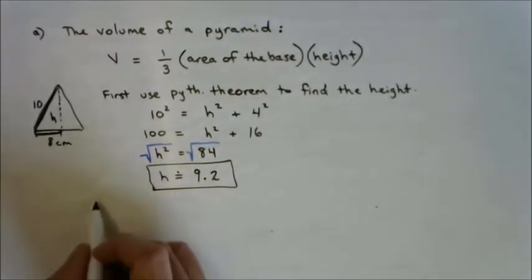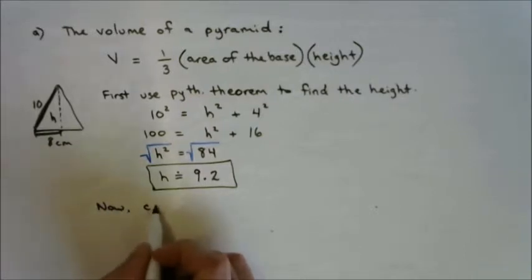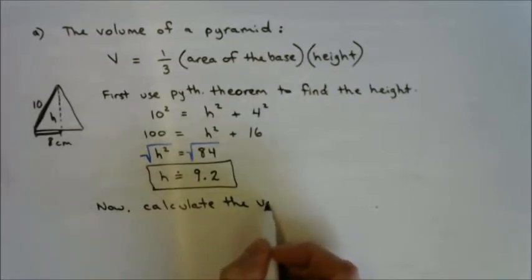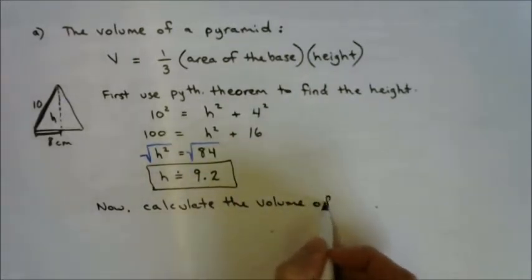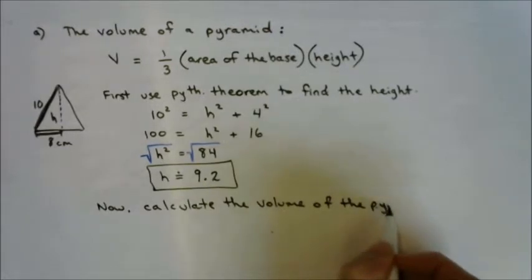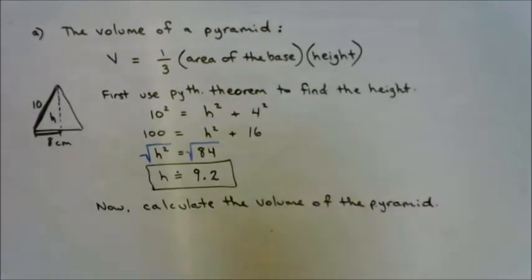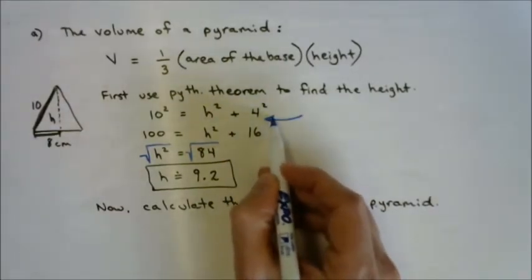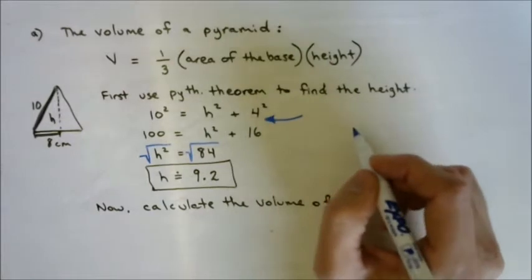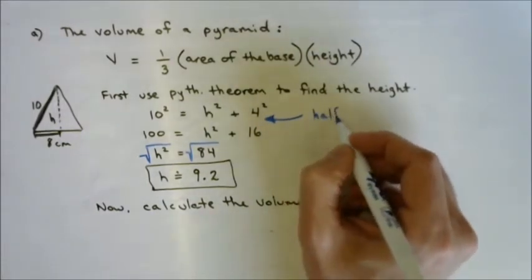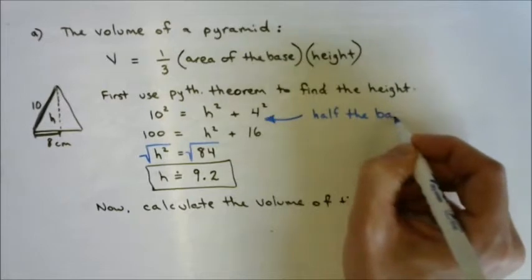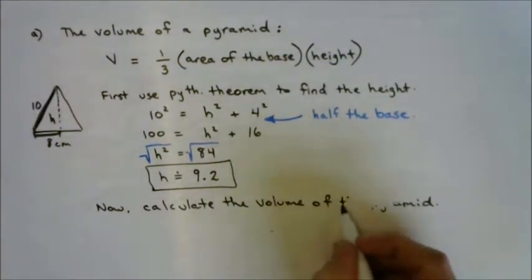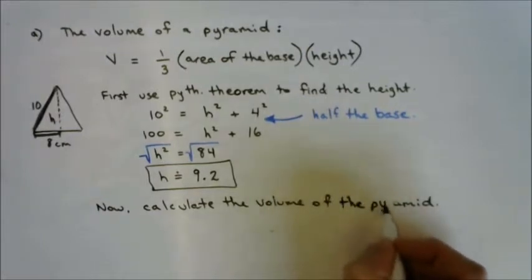Okay, now calculate the volume of the pyramid. If you're not sure how we got this 4, you can also make a note here. You just divide the base by half. And we get the volume of the pyramid now.